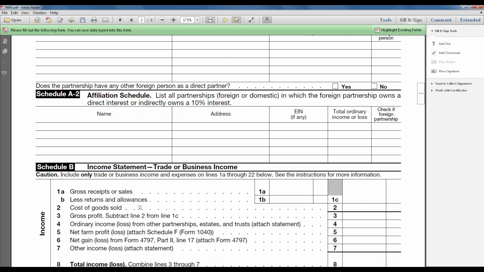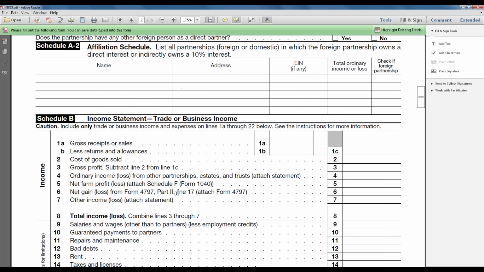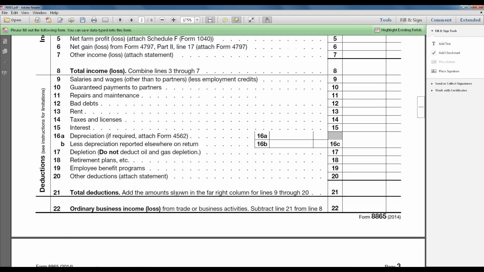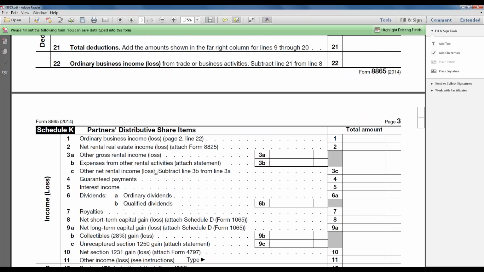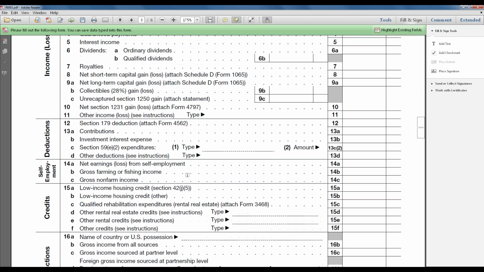Affiliation schedule, income statement, only trade or business income and expenses. So once again, they're trying to break out, because for international tax law, there's a big difference between trade or business income and investment income. Pretty straightforward. Partners' distributive share. Once again, we've seen this from our Schedule K of the Form 1065. It looks just like it.